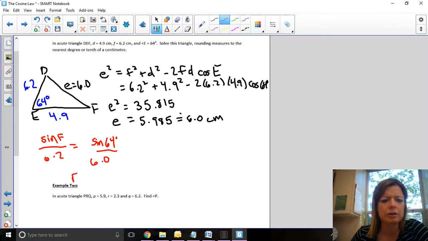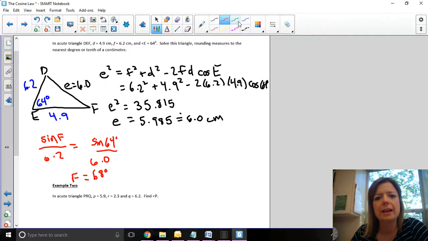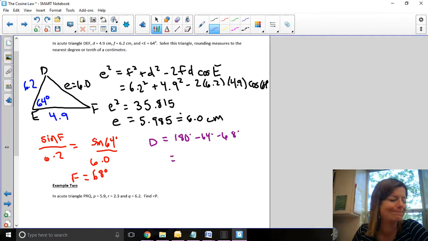And I'm not going to do a whole note on the sine law again. If you don't know how to solve for this, you can go back and watch the sine law note, but you should get that angle F is 68 degrees. Okay, and then after that, you can just use the fact that they all add up to 180 to find angle D. So angle D is going to be 180 degrees minus 64 degrees minus 68 degrees. So angle D is equal to 48 degrees. Okay, so now I've solved the triangle.